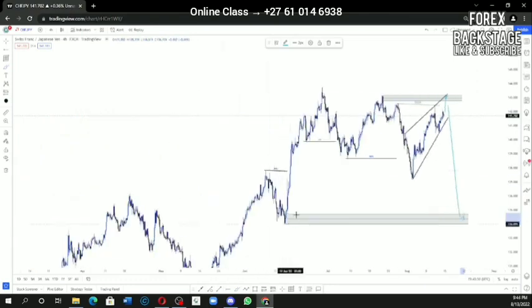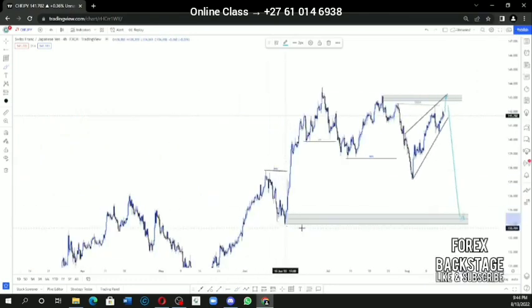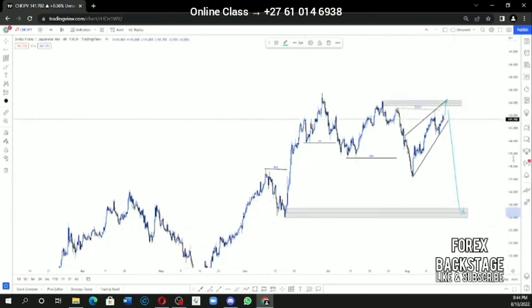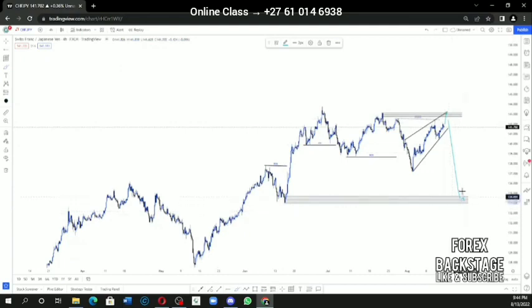Because we broke this structure, we have this order block that is not being mitigated, so we would like to counter trend to look for those nice selling opportunities all the way till this area, and most probably we will be looking for those buying opportunities depending on how we get there. This is looking really good for the coming week.